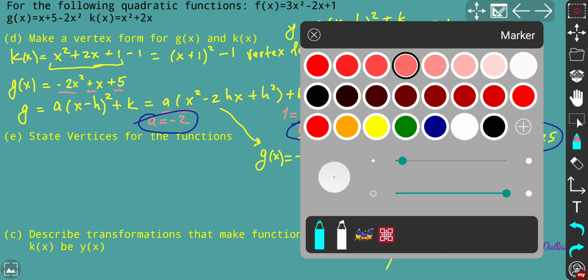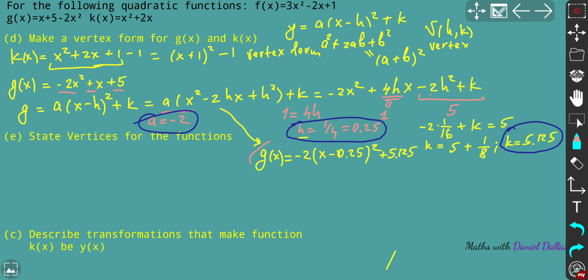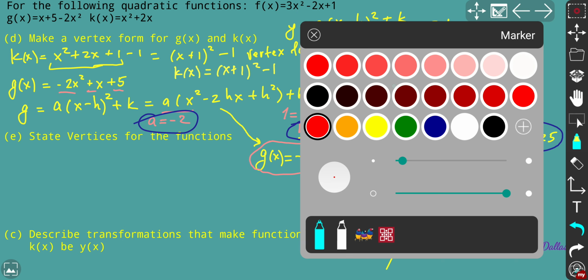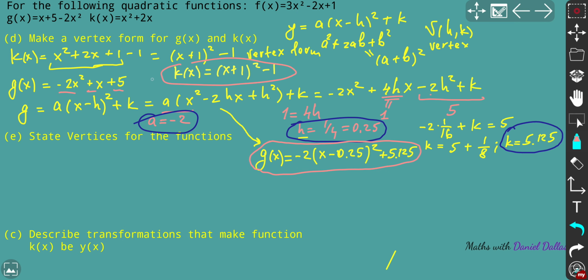So let me change the color, which will be more appropriate. So this is g of x, and for k it was pretty easy. So the vertex form for k is simply this one. So k of x is x plus 1 squared minus 1. Okay, and I also circle it. So that's both vertex forms.